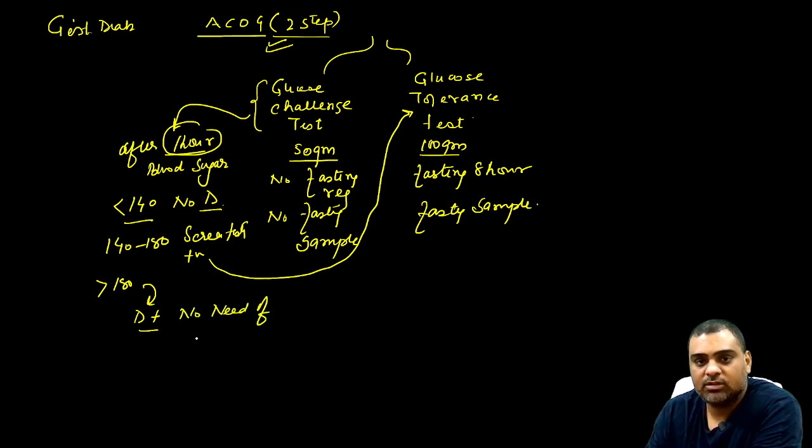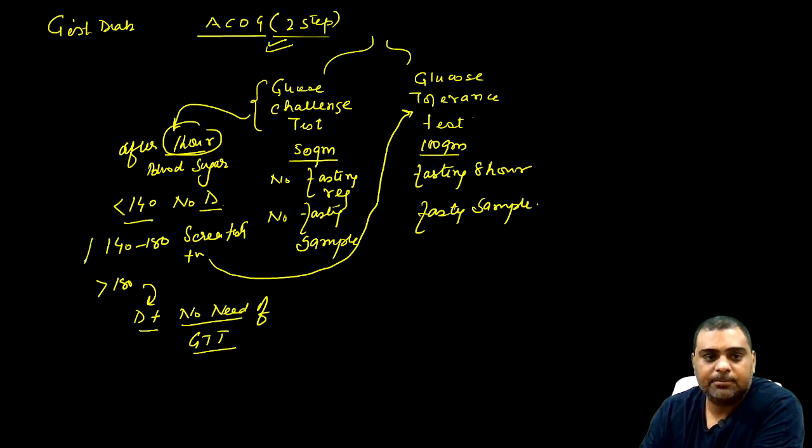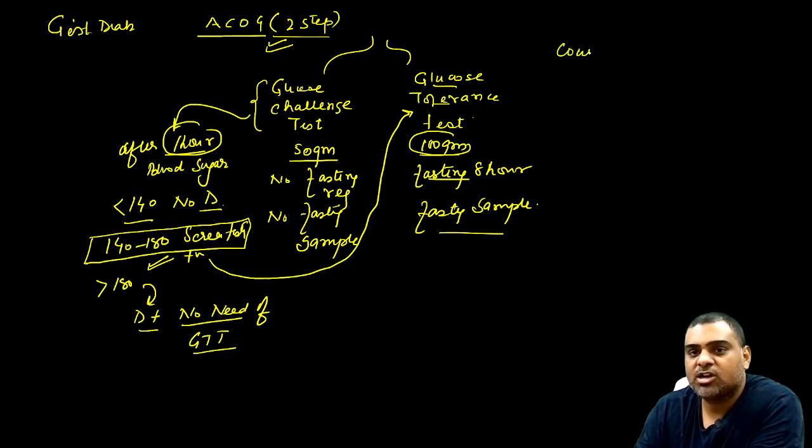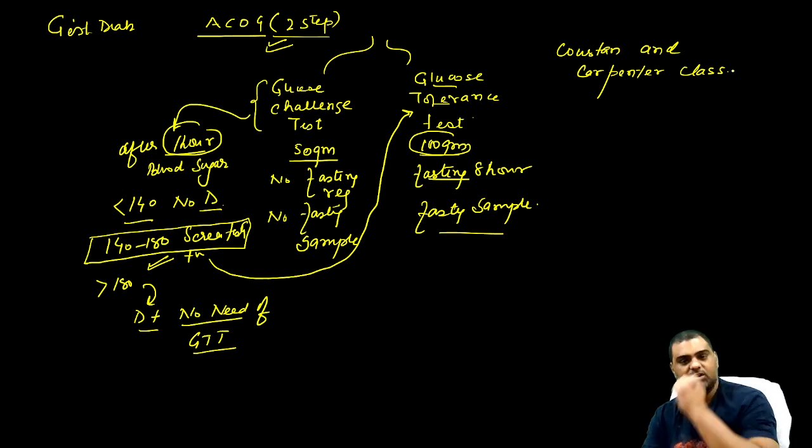No need of glucose tolerance test. Okay. So if this screening test is positive, you will go for the glucose tolerance test. What happened? You will give 100 gram, fasting 8 hours, and a fasting sample is taken. Now, you have to follow here the Carpenter and Coustan classification.